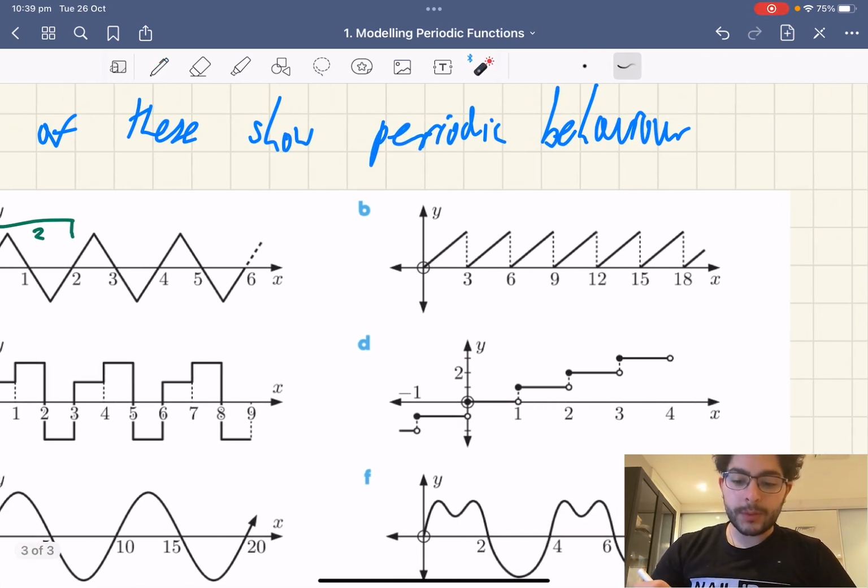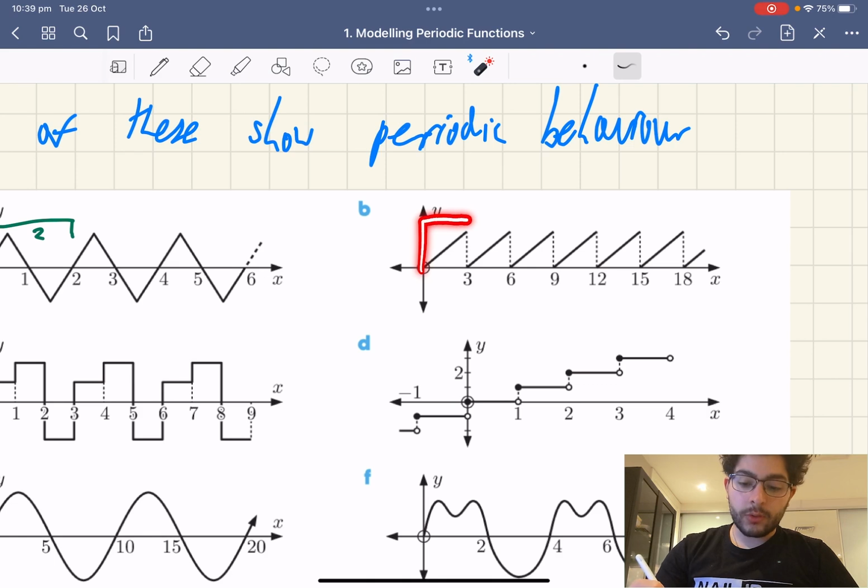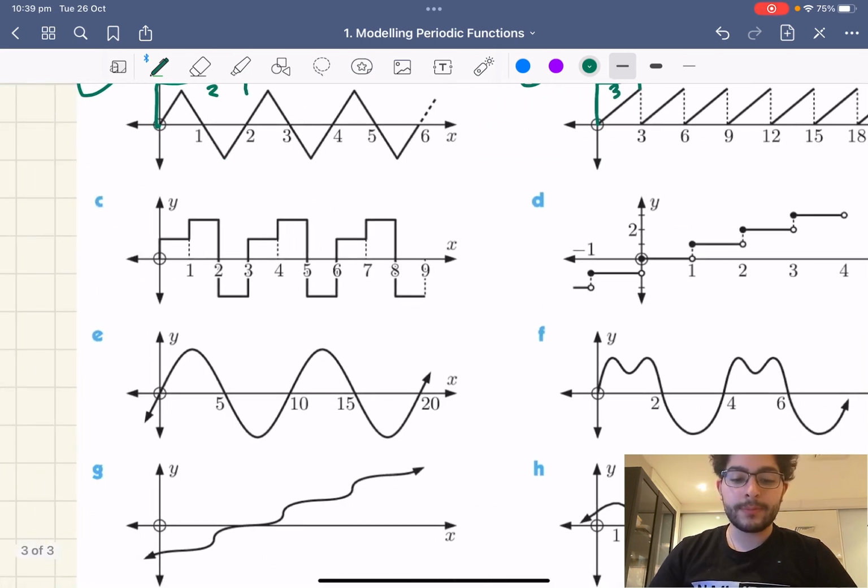We look at this one, part B. Once again, we have a repeat. It goes up, then up, then up, then up. We can see it's just repeating. It's doing the same thing. So we know this over here does exhibit periodic behavior, and the period length goes from 0 to 3. So it's a period length of 3.